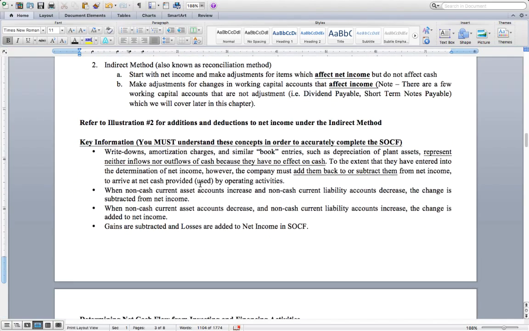For the indirect method, which is also known as the reconciliation method, this starts with net income and makes adjustments for items which affect net income but do not affect cash. This is very important right here. The first thing you start with is net income, and then you are going to make adjustments, either increasing or decreasing based on the type of activity that occurred, to get down to your net cash flows from operating activities.